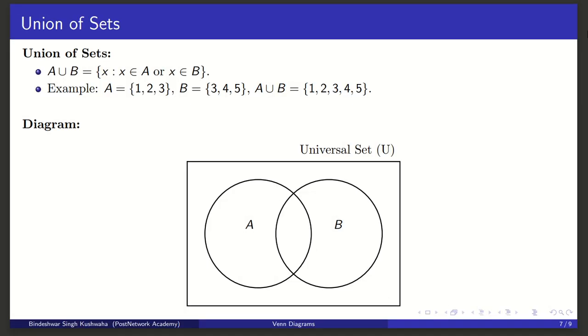Now the universal set, you can see that, and inside it two sets. So A union B means combine all elements of A and B.